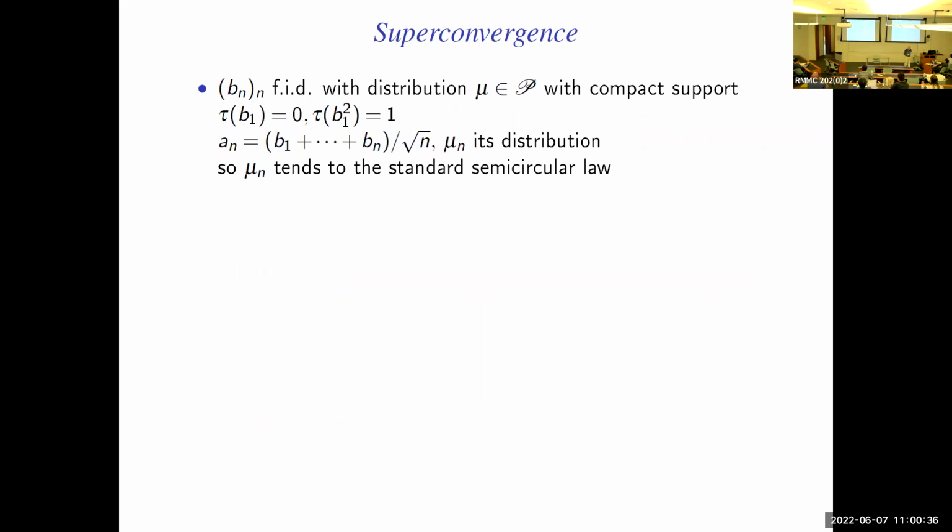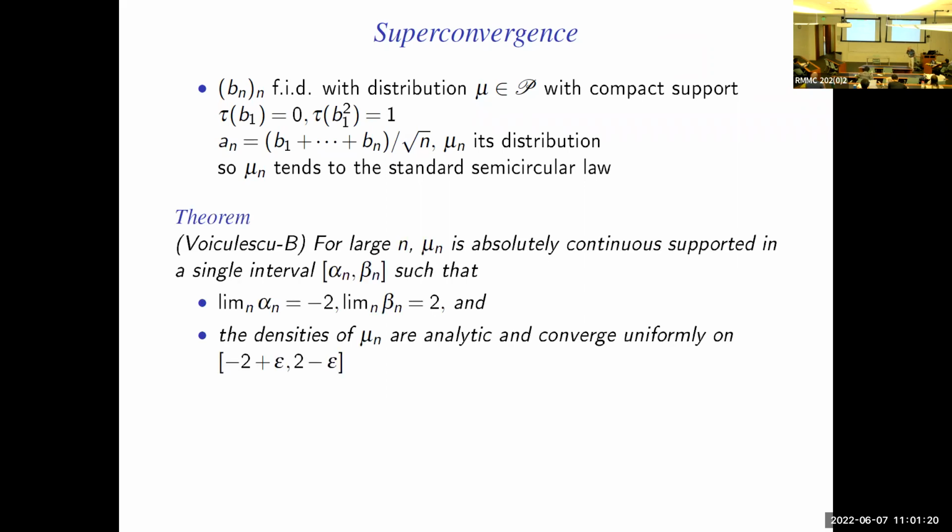Now, superconvergence. That's another little phenomenon that happens here. This is a situation in which you get something a little different in the free case than in the classical case. So let's say that Bn are free identically distributed, so the distribution tau of B1 is equal to 0, tau of B1 squared is equal to 1. So the central limit theorem applies. So B1 plus B2 plus Bn divided by the square root of n has a distribution mu n that converges to the standard semicircular law.